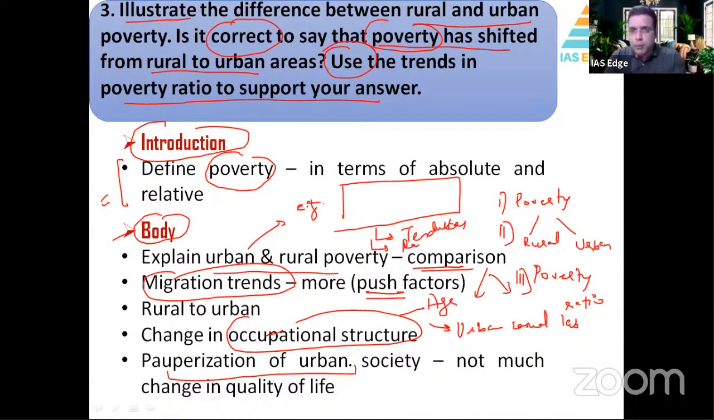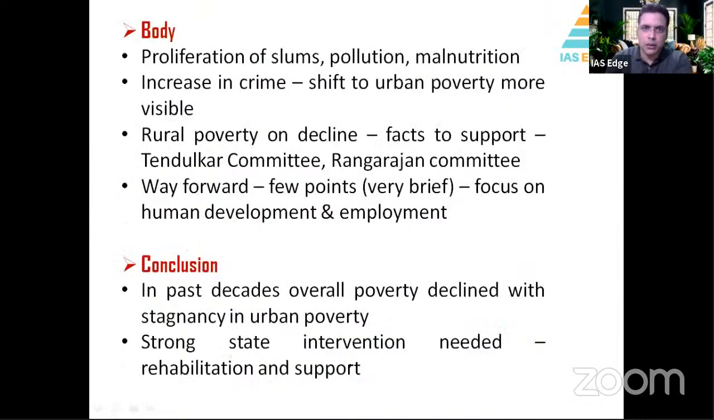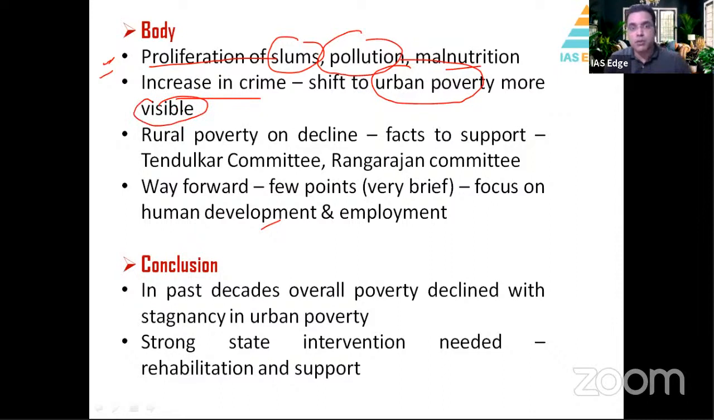कुछ हो नहीं रहा है. The people are moving from rural to urban area. So the poverty is shifting from rural to urban area. And the quality of life is not changing. It is still bad and it is below the par. Then there are issues in urban poverty. We see issues like proliferation of slums. Slums बढ़ रहे हैं. There is huge pollution. Malnutrition is seen among children. Okay, increase in crime. Shift from rural to urban poverty is more visible.